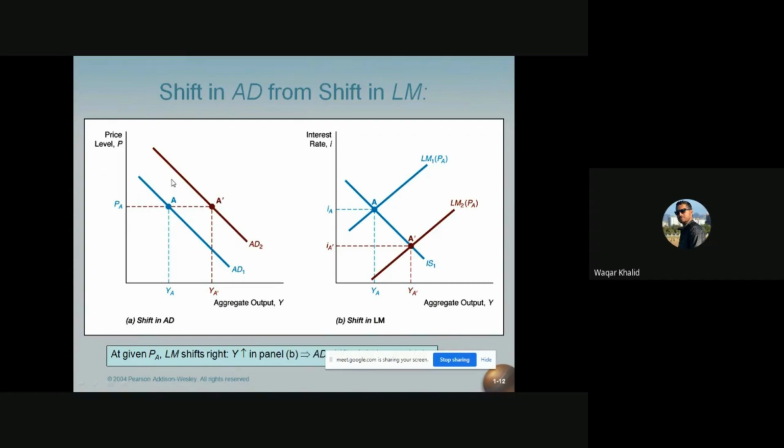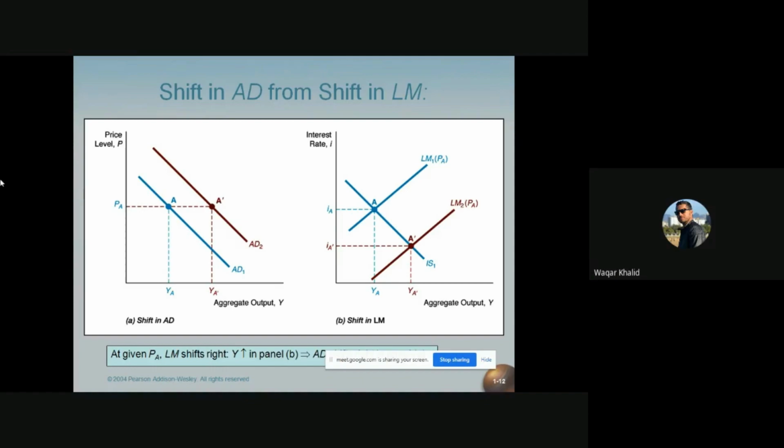So what is the conclusion? Very simply, holding the price level constant, I mean to say that PA is constant. If we hold this price level constant, any factor that shifts the LM curve shifts the aggregate demand curve in the same direction. I mean to say that if the price level is kept constant, any factor that shifts the LM curve shifts the aggregate demand curve in the same direction.